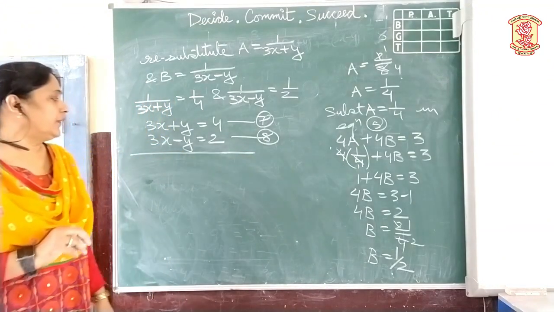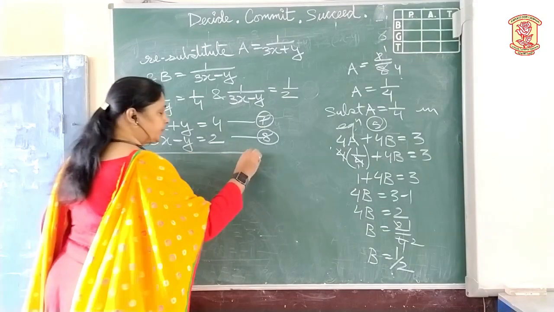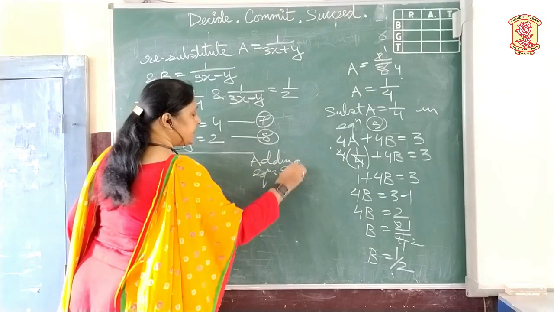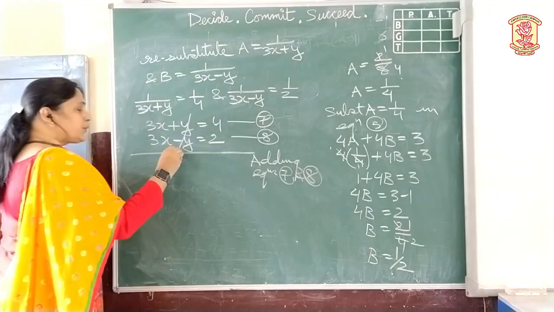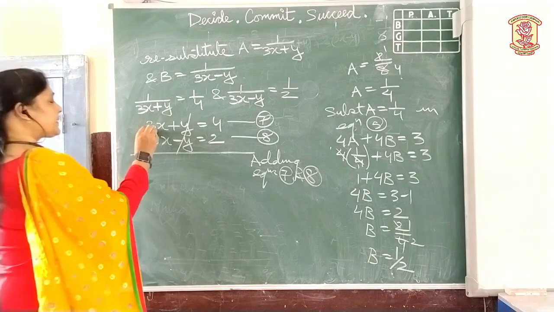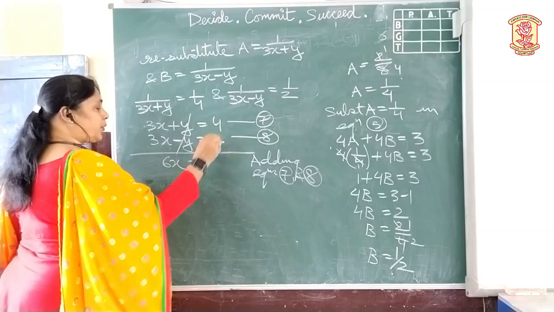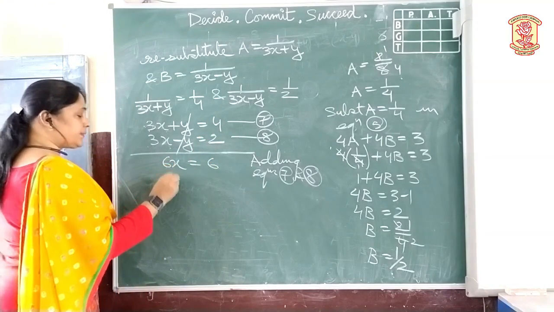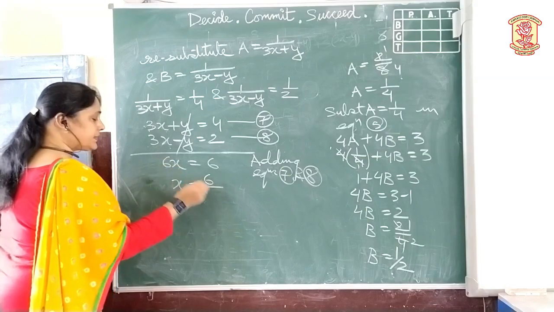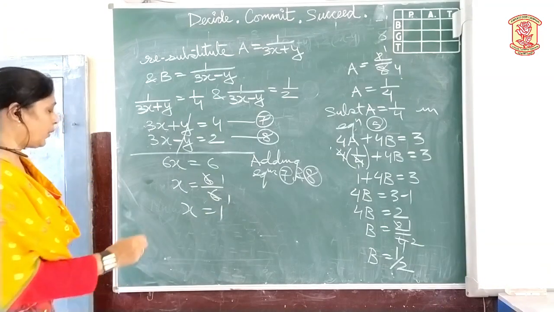Now here if you observe, the coefficients of y are the same and with opposite signs. So adding equations 7 and 8, plus y and minus y cancel. So 3x plus 3x is 6x equals 4 plus 2 is 6. x is multiplied by 6, so this 6 stays as it is, and that 6 when it comes here is divided by 6. 6 ones are, 6 ones are. So the value of x is 1.